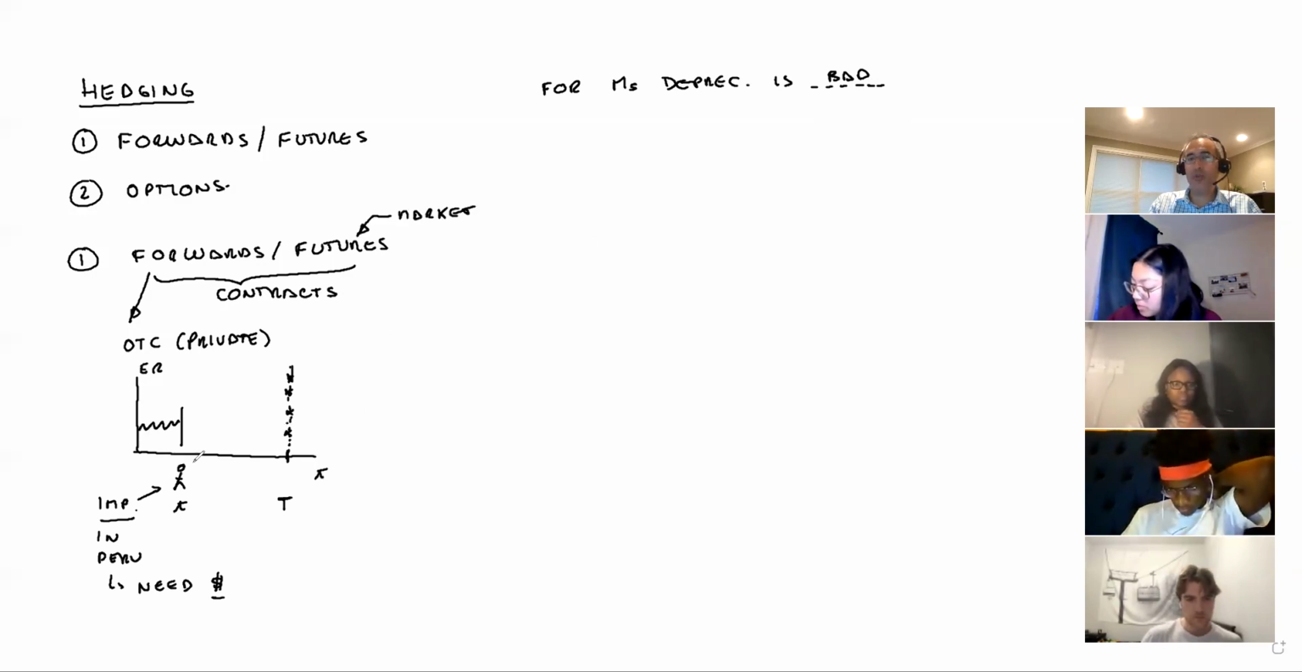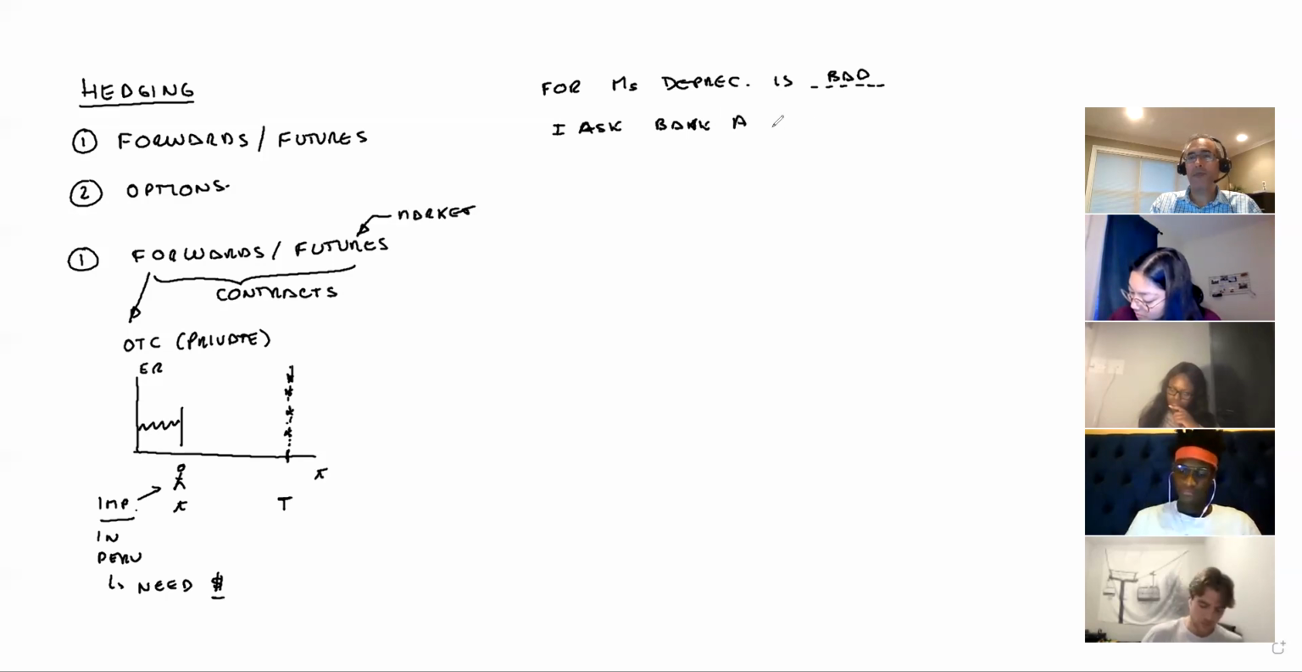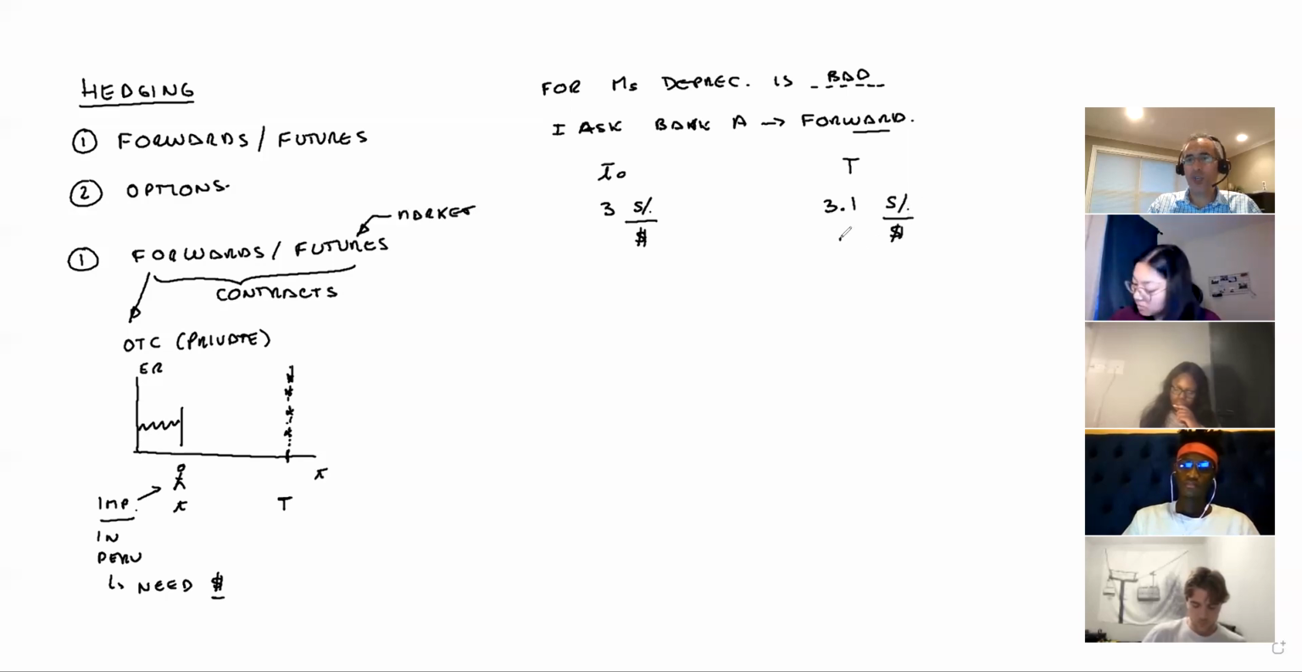So what you can do is you can say, you know what? Okay, I go to a bank A, and I ask bank A to sign a forward. Okay, we sign a forward. It's an agreement. And what happens at T0? Imagine, guys, that the exchange rate is 3 soles per dollar. And what you want is to fix, let's say, at maximum 3.1 soles per dollar. So you fix this number.